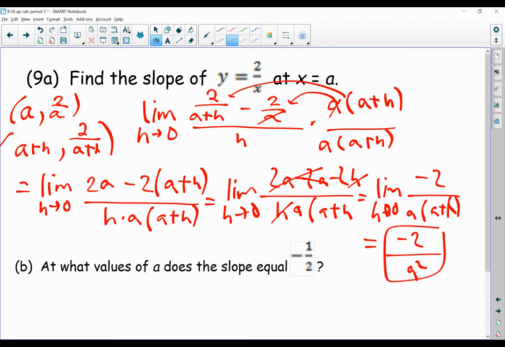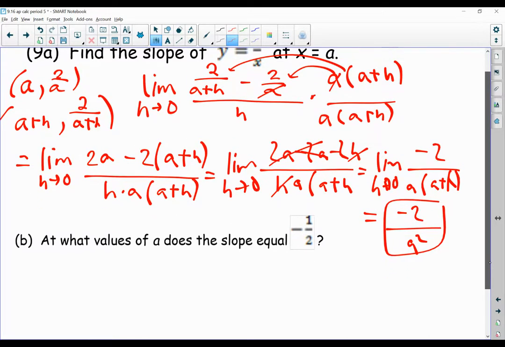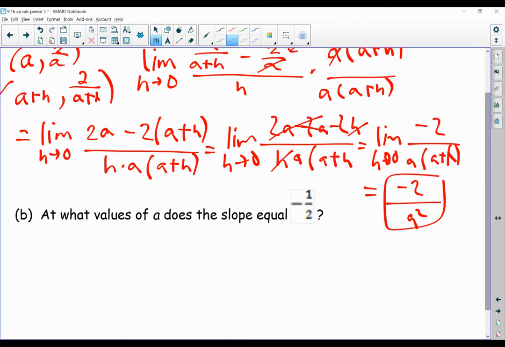So what I've just done is come up with a formula that I can use to find the IROC of any point on that function, which we'll get into a little bit next unit.